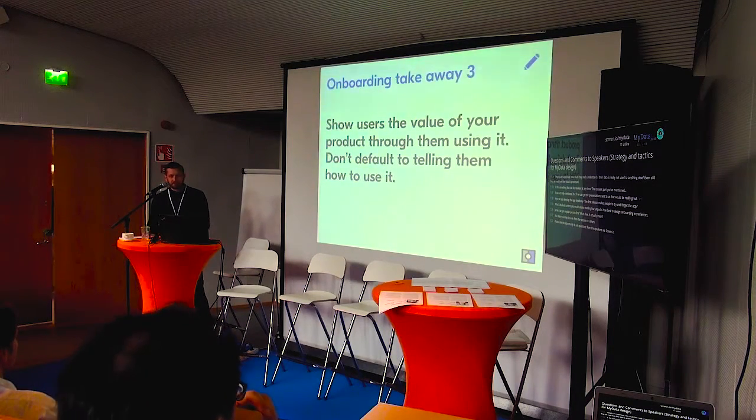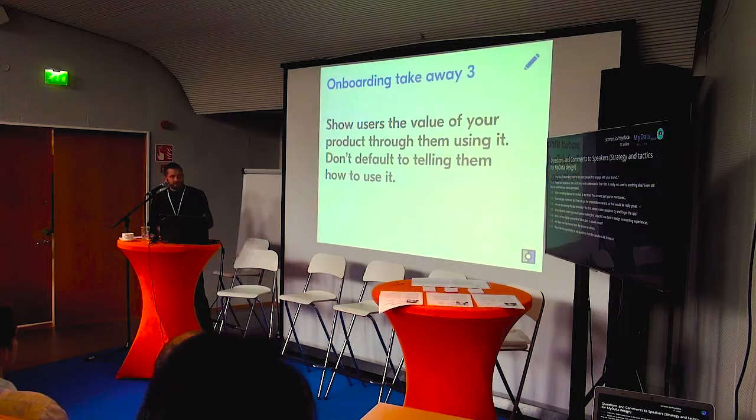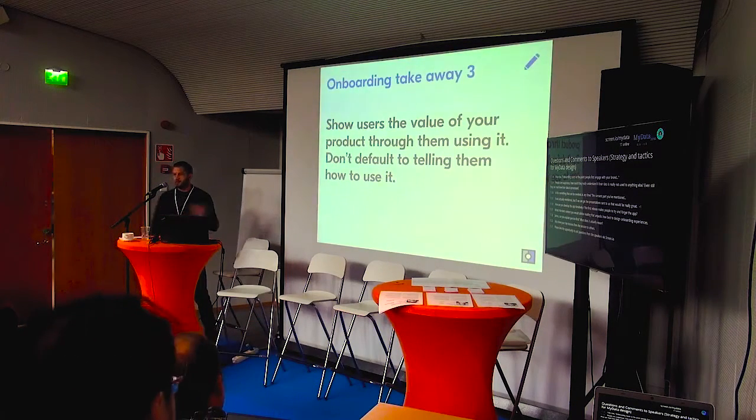And then really important, show them the value of your product through them using it. Don't default to just telling them how to use it. And again, this is really important. Just telling them what it does is not really going to help them. You need to go back to this: what is the problem that you're helping them solve?